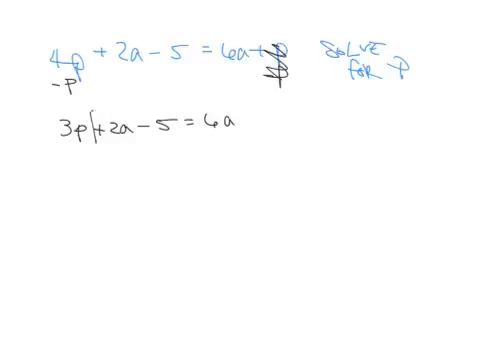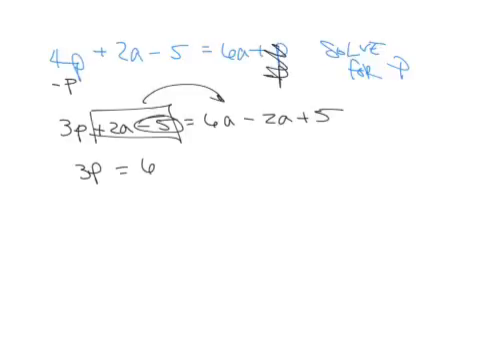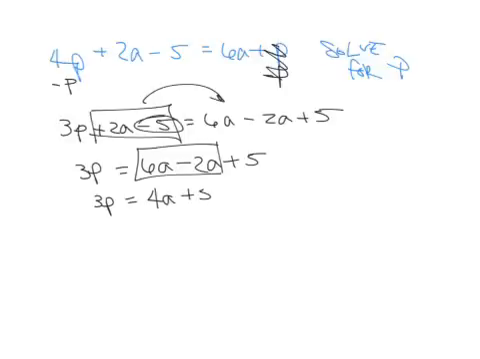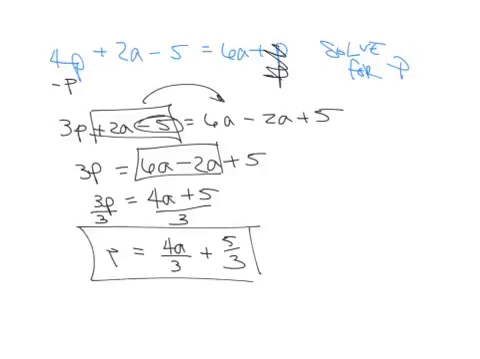Now let's get this mess over to this side. So we have a plus 2a, so we're going to subtract 2a. We have a minus 5, so we'll add 5. Okay, so right now we have 3p equals 6a minus 2a plus 5. So let's take this and combine them. Okay, now we divide. And we have p equals, split them up, 4a over 3 plus 5 over 3. And we just solved for p.